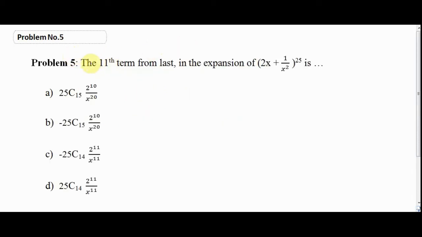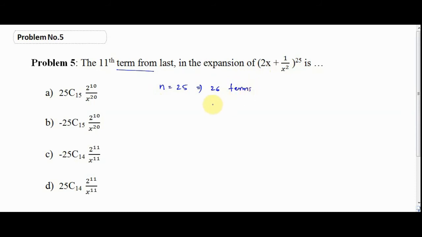Problem number 5. The 11th term from last in the expansion of (2x + 1/x²)^25 is... So we are asked to calculate the 11th term from last. Here you can see that the value of n is 25. So this implies that this expansion will have 25 plus 1, that is 26 terms.